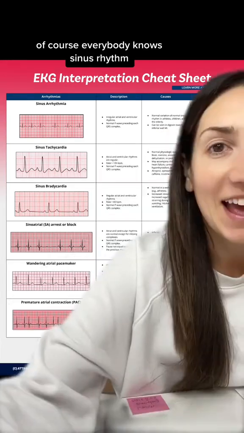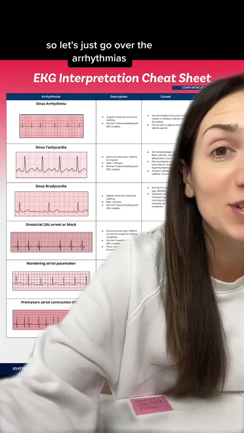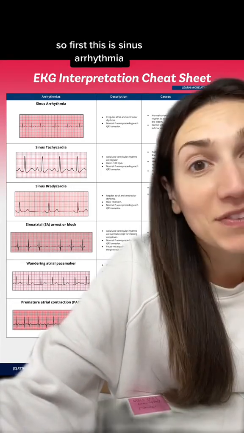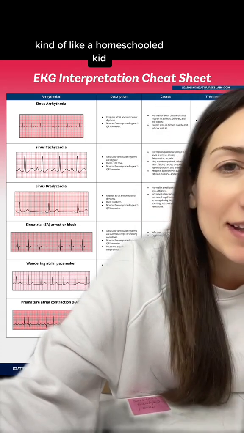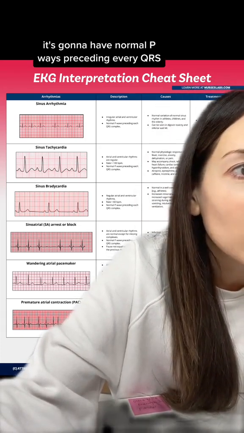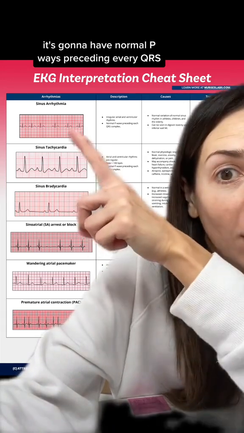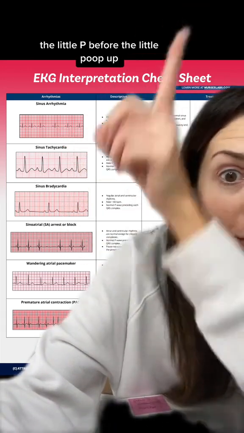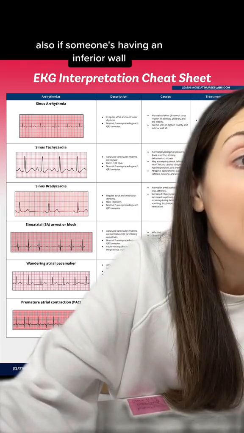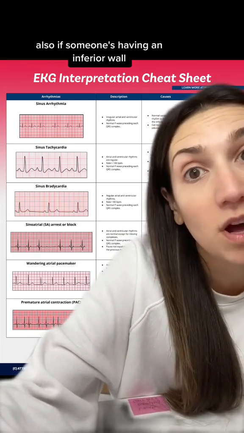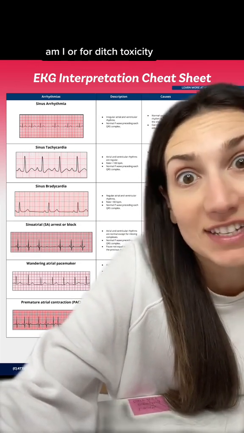Of course. Everybody knows sinus rhythm, so let's just go over the arrhythmias. So first, this is sinus arrhythmia. It looks normal, but it's slightly off, kind of like a homeschooled kid. It's going to have normal P waves preceding every QRS, the little P before the little bloop up. It's actually pretty common in athletes, also if someone's having an inferior wall MI or for dig toxicity.